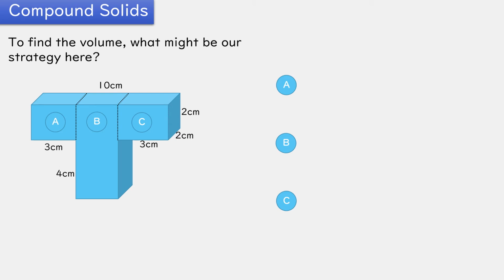Okay, let's have a look at A. Well, this height is 2 and the depth is also 2. I'm looking at this right hand side and applying it to the left. So to find the volume of A, remember it's base times height times length. The base is 3, the height is 2, the length is 2. 3 times 2 is 6, times by 2 again, 12 centimetres cubed.